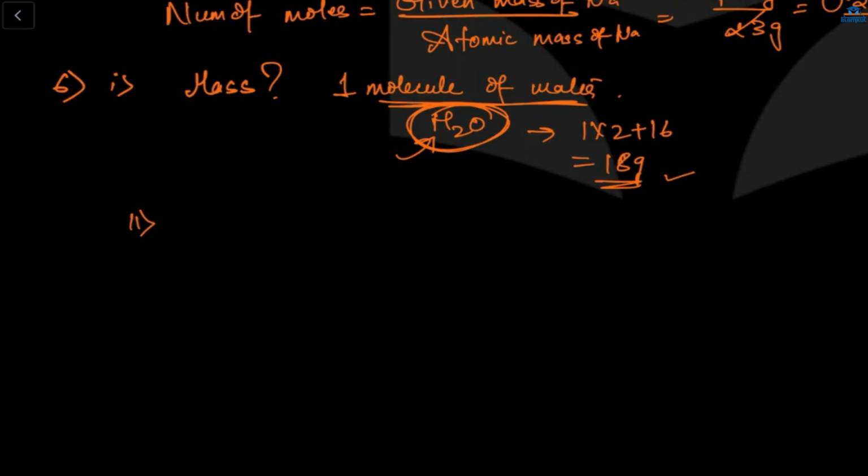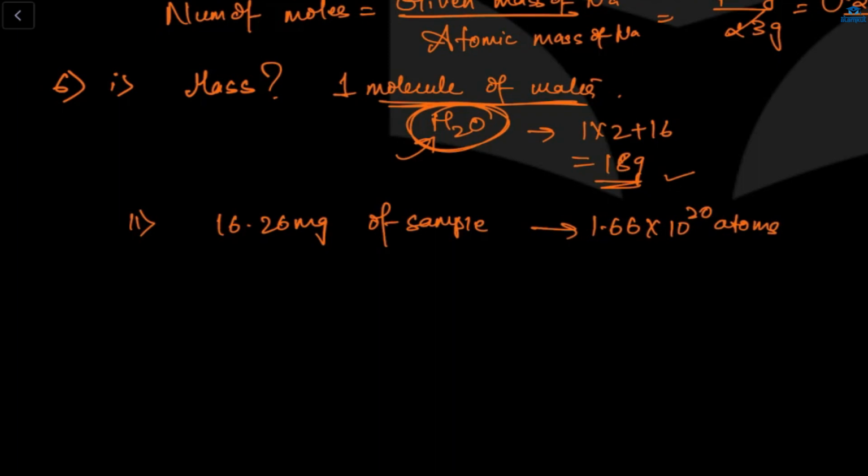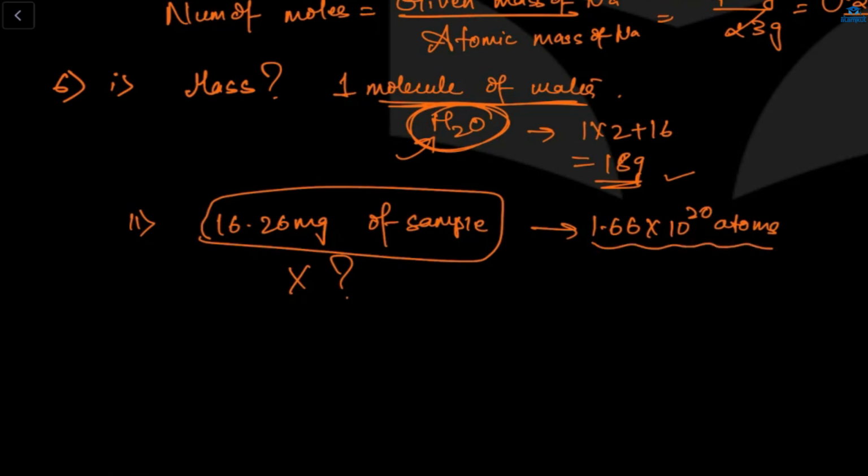If 16.26 mg of a sample of an element X contains, means this mg of sample is containing 1.66 into 10 to the power 20 atoms. So what is the atomic mass of element X? It's asking now that this mg of sample of an element X contains this much atoms.